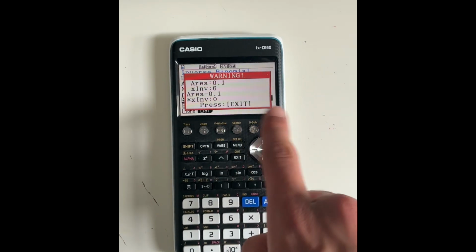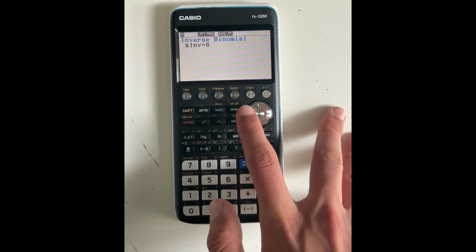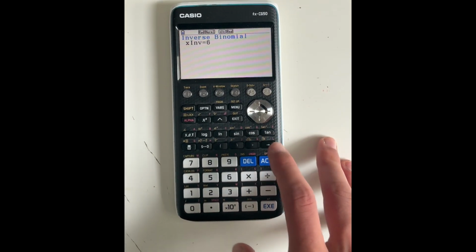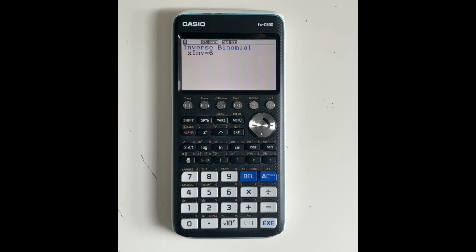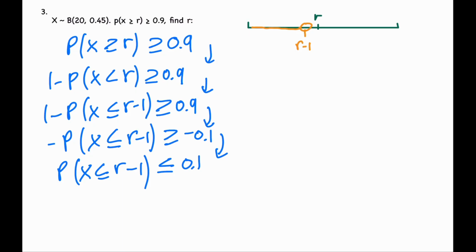Now if you press exe and press exe again, it's going to give us a warning, and we'll cover this later, but it's going to give us a value. If you press exit, you'll get a value. So your inverse binomial will give you a 6. Now let's go back to the question. By using an inverse binomial, we've got that r minus 1, because we've taken it out. The inverse binomial just gets rid of the p of x, so you just leave the r minus 1. And we know that this is equal to 6.